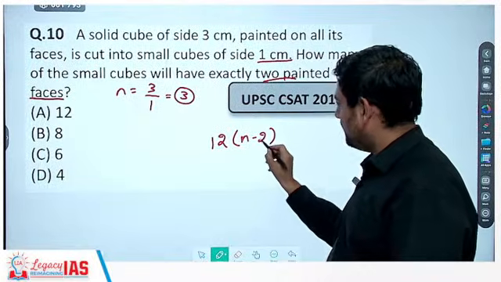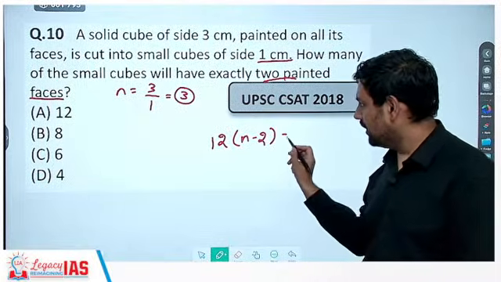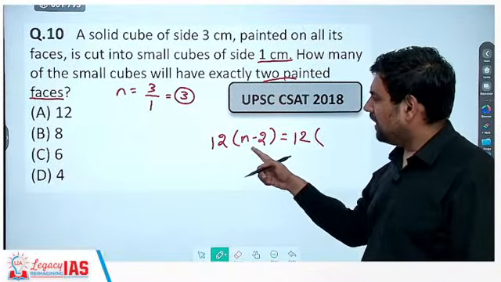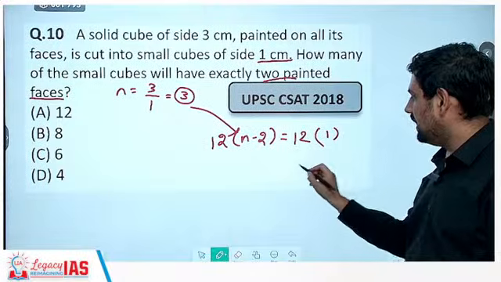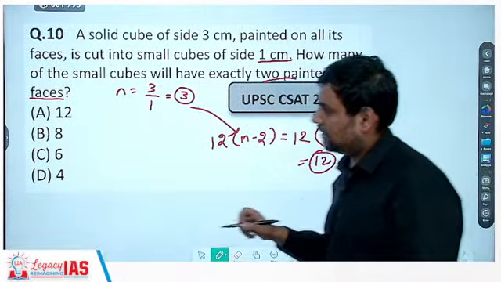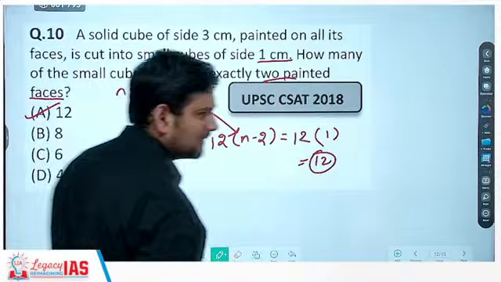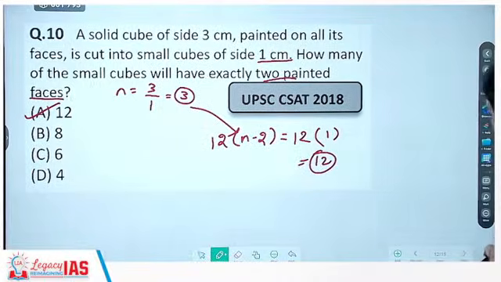Each edge has n minus 2. Correct. So this comes out to be 12 into n minus 2. I put n is equals to 3 here. So 3 minus 2, 1. So 12 into 1, answer becomes 12. Simple. Okay. Now let's move forward.